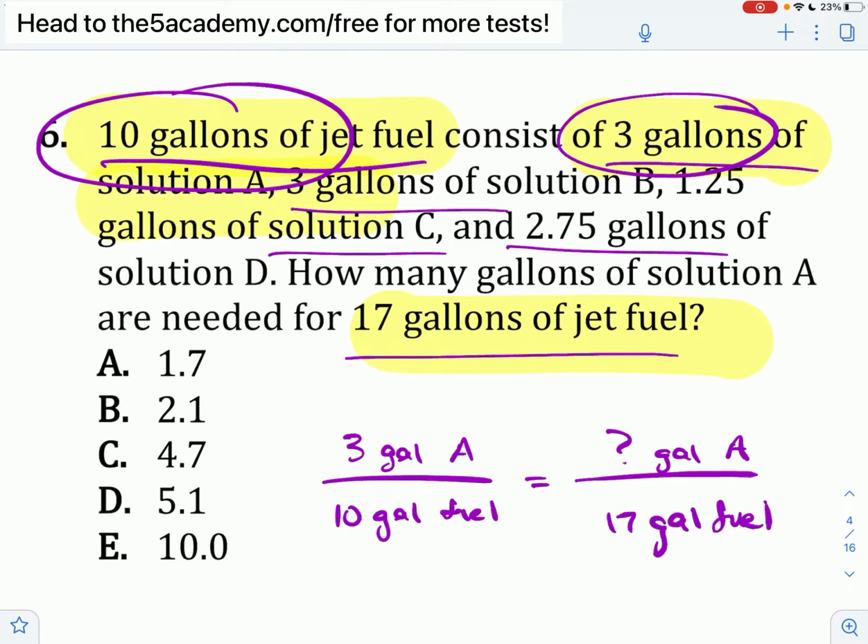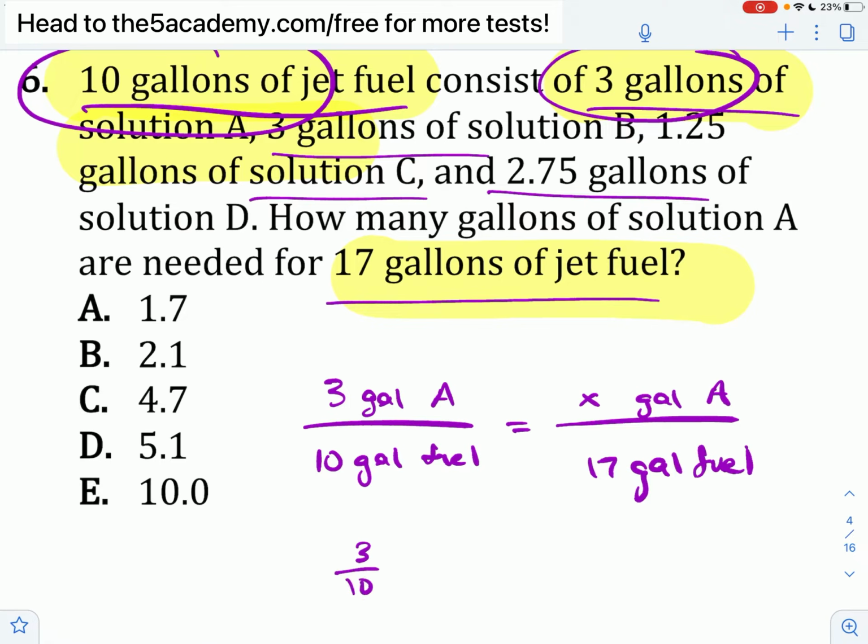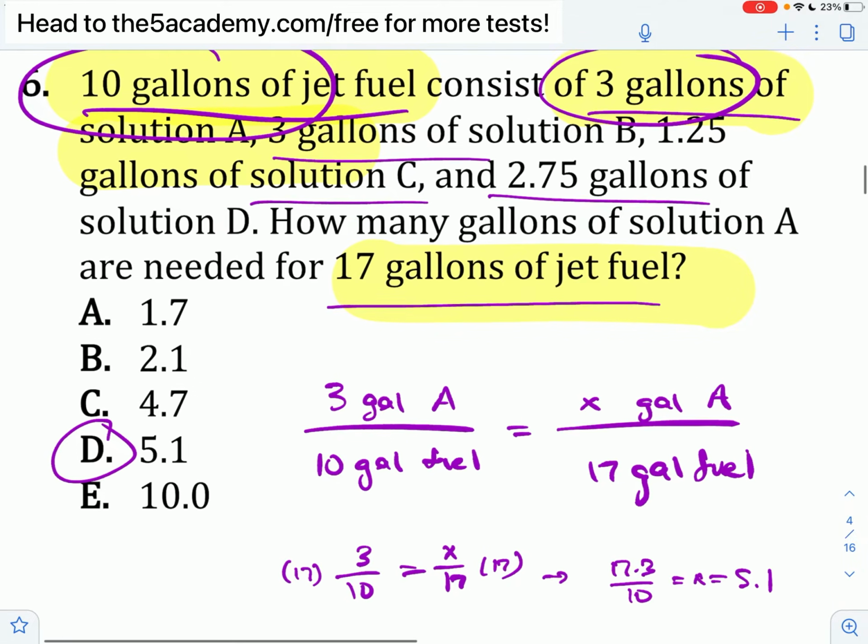So let me just set this equal to x, for example. What I just did is I created an equation that I can solve for x. The equation is just 3 over 10 equals x over 17. You can solve this by cross-multiplying and dividing, or just multiply 17 on both sides. So you get 17 times 3 over 10 equals x, and that's equal to 5.1. Do it on your calculator. 6 is D.